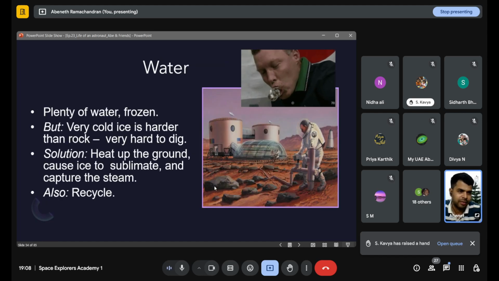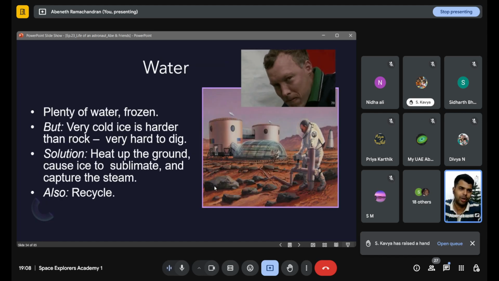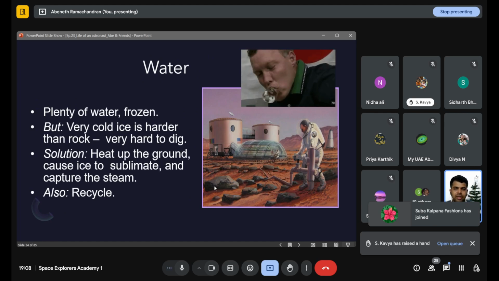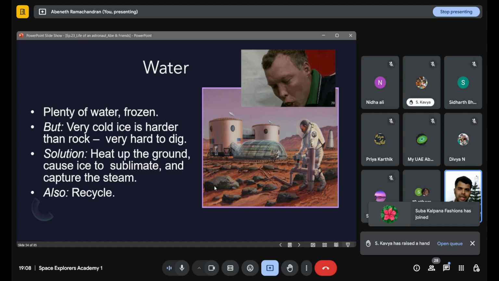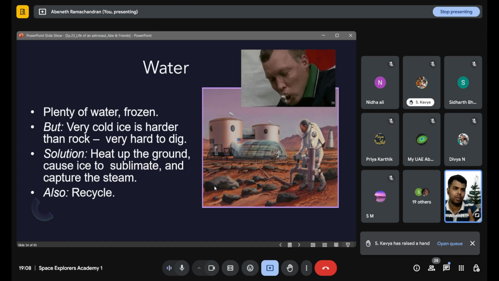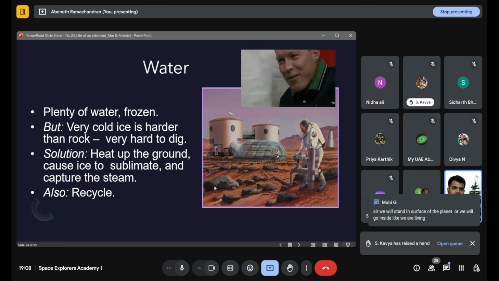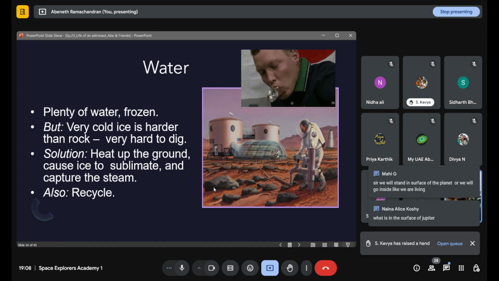And water, we have to produce water. So luckily we have a lot of ice on the surface of Mars, both on the North Pole and South Pole of Mars. So you can take that ice, sublimate it, that is, make it a little warmer and make it into water, ice into water, and then you can drink it.